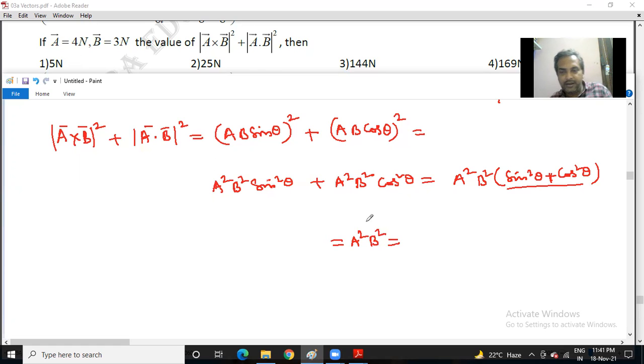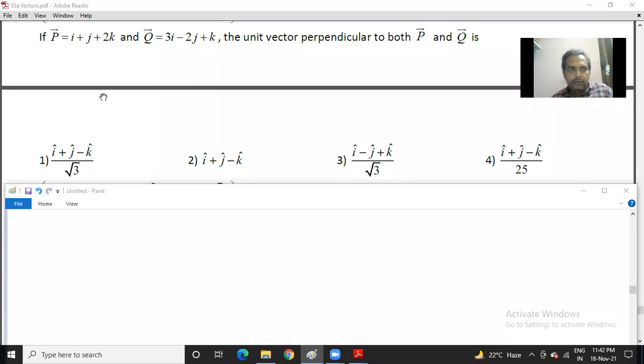So what is the value of A? A is 4, which means 16. B is 3, which means 9. So you'll get the answer as 144. 144 Newton, since A and B are the forces. So the third option is correct. So this is the next question.